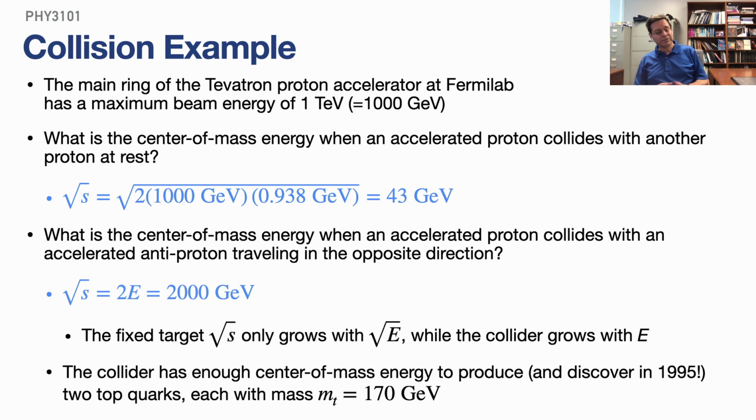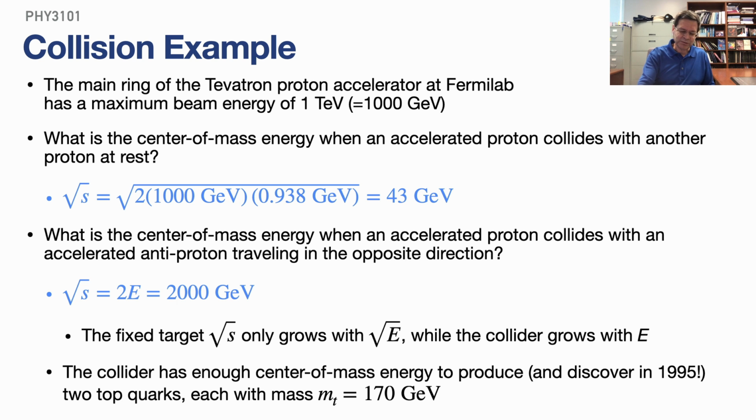And that was important because that's a lot more energy, and that allows you to produce, for example, 2 top quarks, each of which have a rest mass energy of about 170 GeV. So I need 340 GeV just to make 2 of them, and you have to make them in pairs, it turns out. And you can't do it with a fixed target collision, but obviously a collider, which has 2 TeV or 2000 GeV of energy, has enough. And in fact, it was enough, and the top quark was discovered in 1995 at Fermilab.